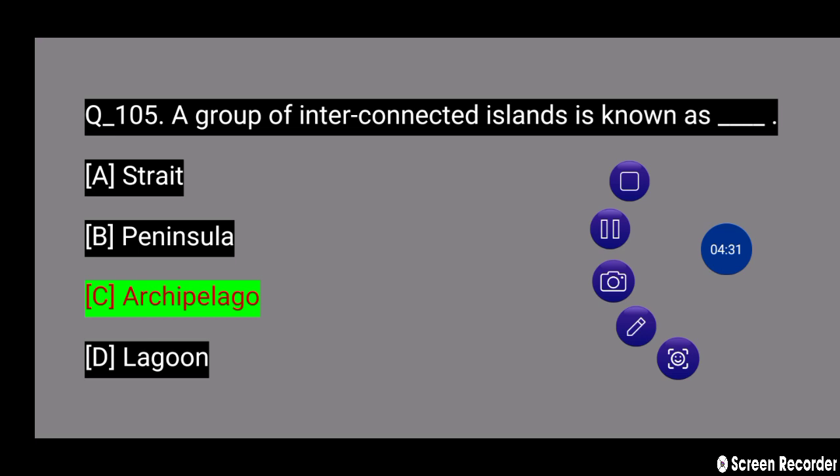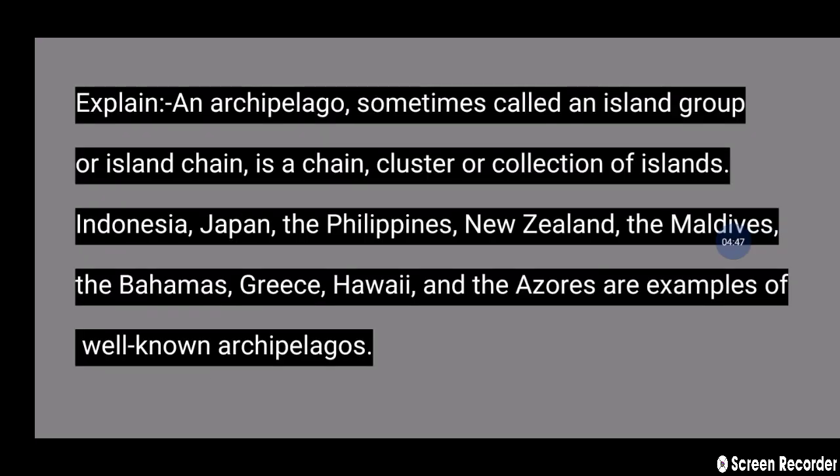Question 105, explanation: An archipelago is sometimes called an island group or island chain. It is a chain, cluster or collection of islands. Indonesia, Japan, the Philippines, New Zealand, the Maldives, the Bahamas, Greece, Hawaii and the Azores are examples of well-known archipelagos. Next question.